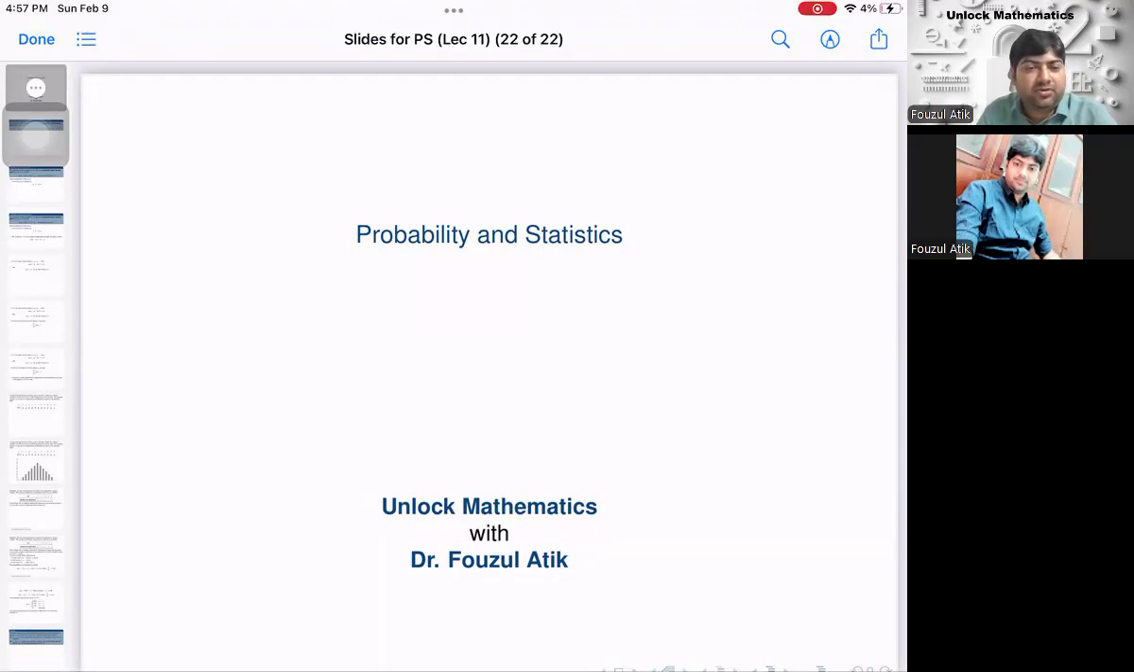And today we are going to discuss the probability mass function for the case of a discrete random variable. In the previous lecture, we discussed random variables and their types, which are discrete type or continuous type. So today's talk is related to the discrete type random variable.